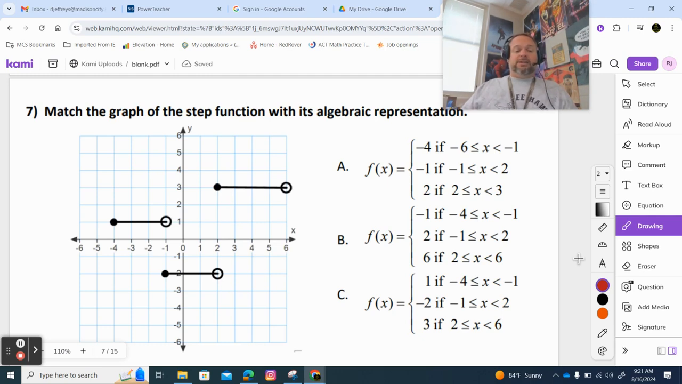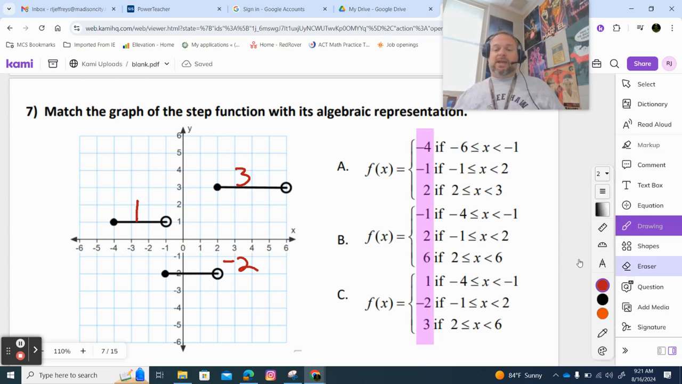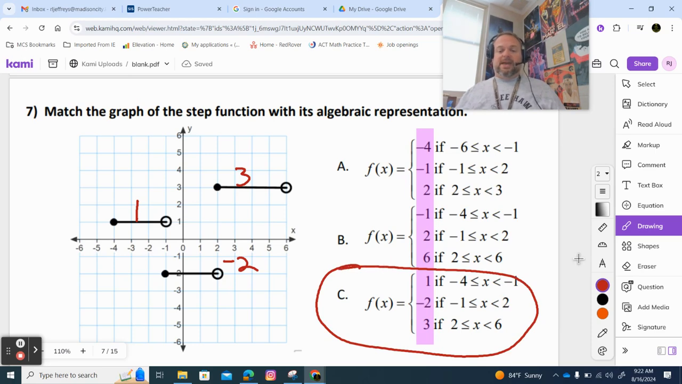Okay, so like we did yesterday, let's write our y values: 1, 3, and -2. Which one of these has these three numbers? All right, so remember, we're all looking in this column. Which one of those has that in that column, A, B, or C? C. It has those three y values.